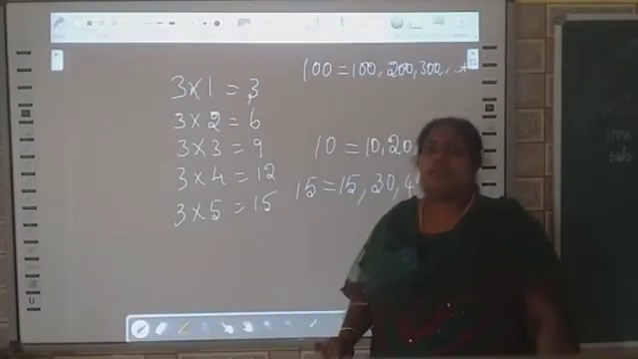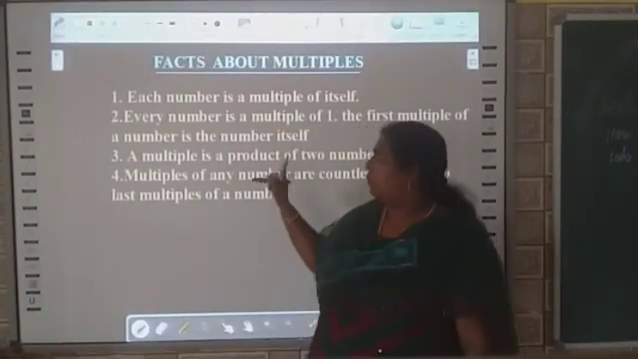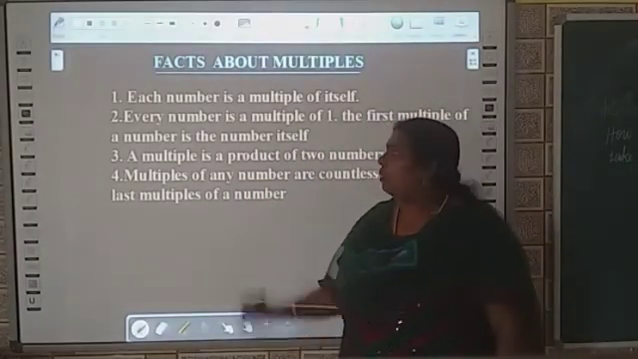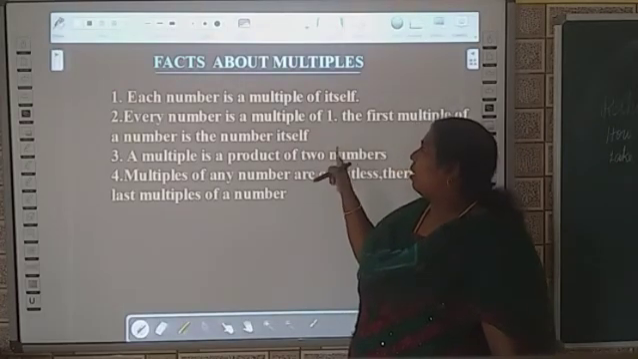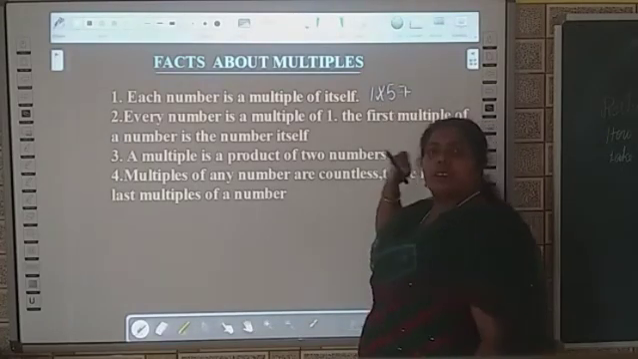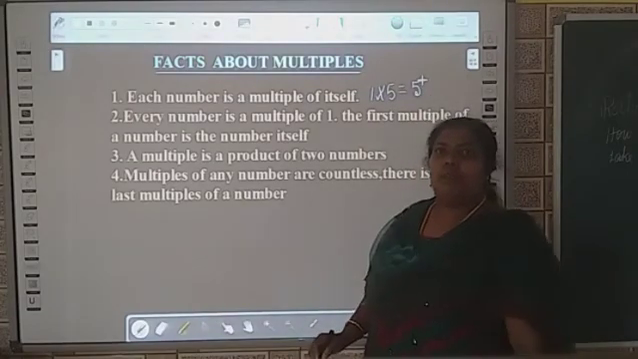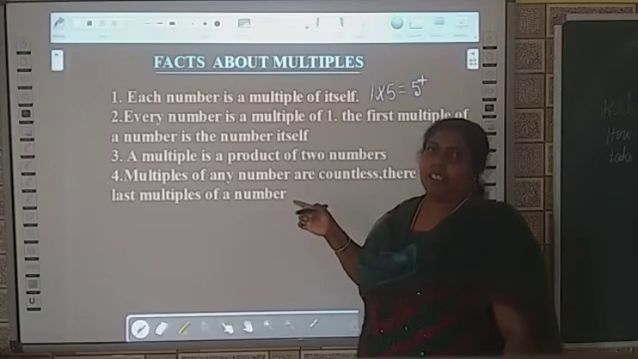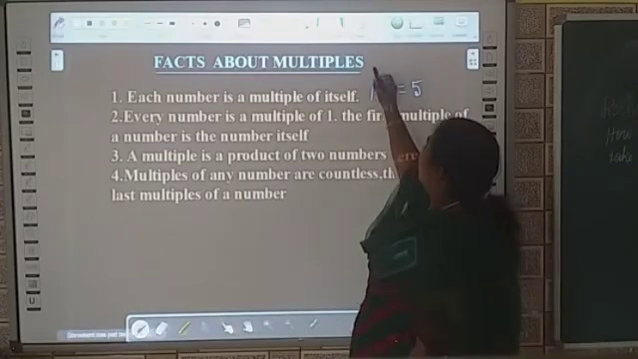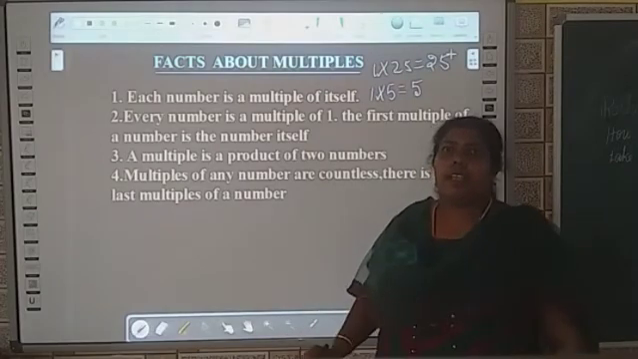Do you understand now multiples? Next are facts about multiples. The first fact is each number is a multiple of itself. That means 1 into 5, what is the answer? 5 only. Any number, if you multiply it by 1, what will we get? We will get the number itself. That is the first fact. Each number is a multiple of itself. That means 1 into 25 equals 25 only. Do you understand the first fact?